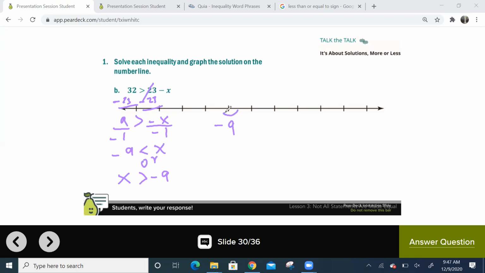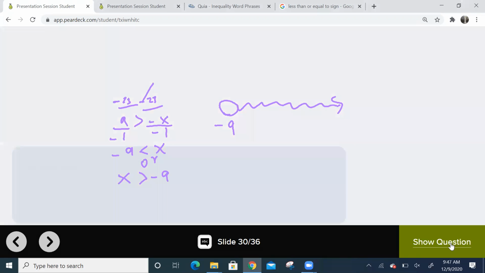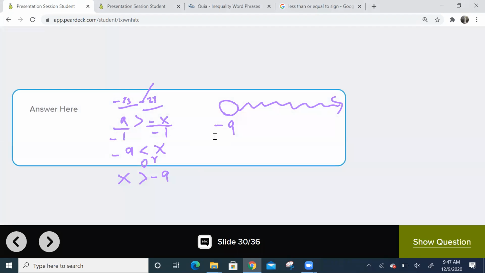This time it's going to be an open circle. There's no line on the bottom. And we're pointing in this direction. So x is greater than -9.